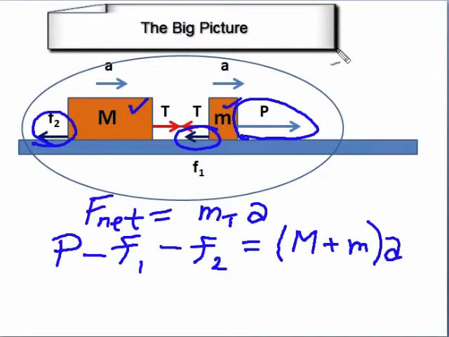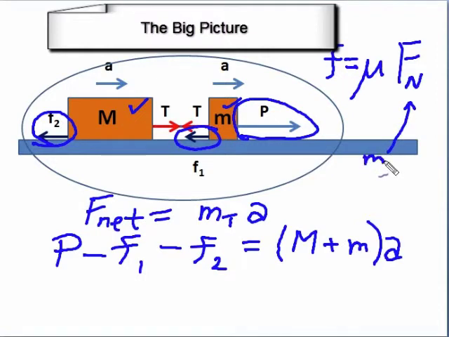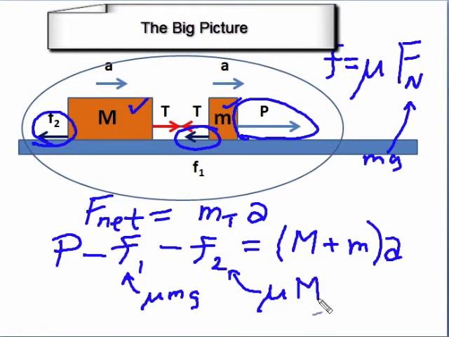But what is the friction? Well, we know that friction is equal to mu, which will be the same for both masses, we're assuming, times the normal force. And in this case, the normal force is simply the weight. W is mg. So let's see what it is for each friction. For F1, the friction will be mu times little m times g. For F2, it will be mu times large M times g.